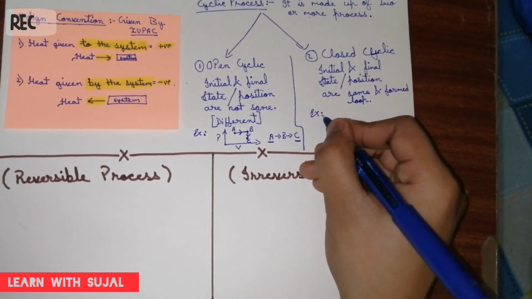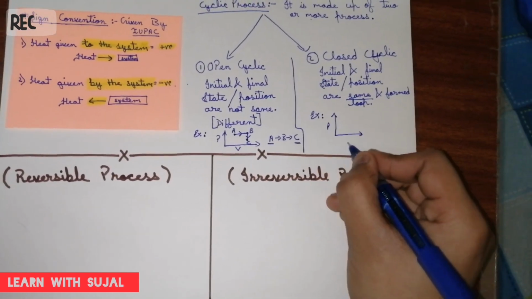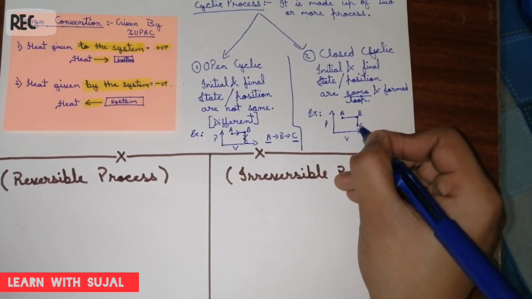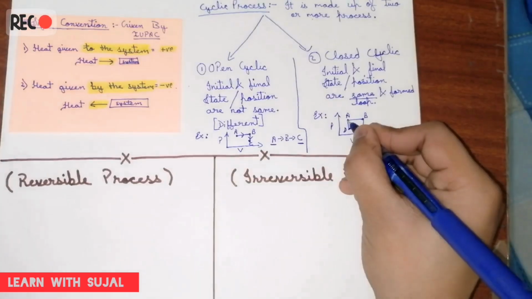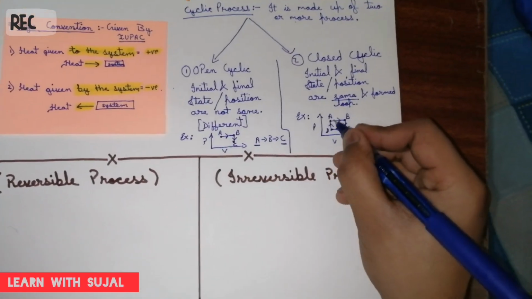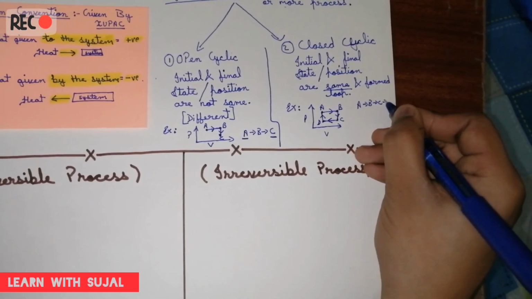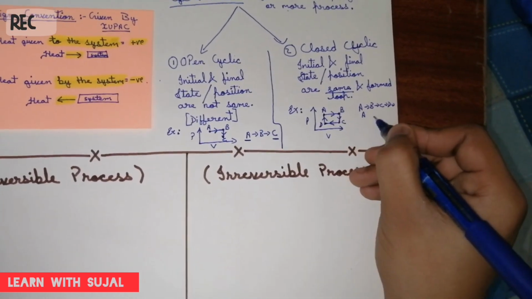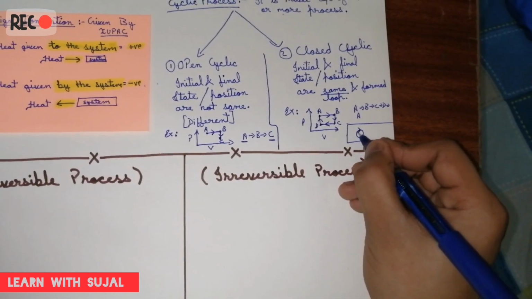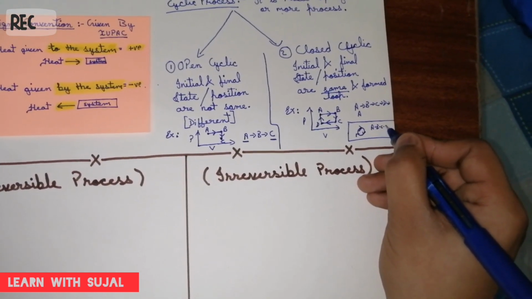Take an example, similarly P and V. If we start from point A, then it will go to B, then C, then D, then back to A. So it will go in a cycle on the same path, A, B, C, D, and then again A. Similarly, it will go in the same path, this loop, A, B, C, D, then A.